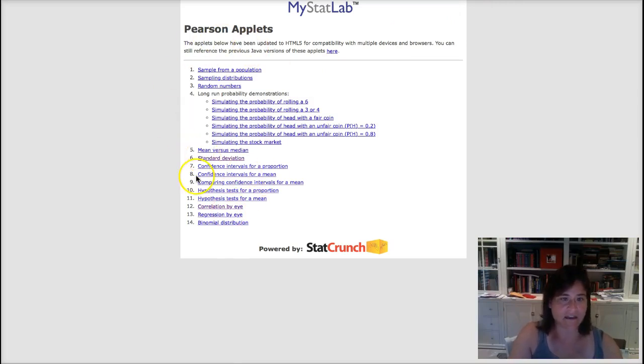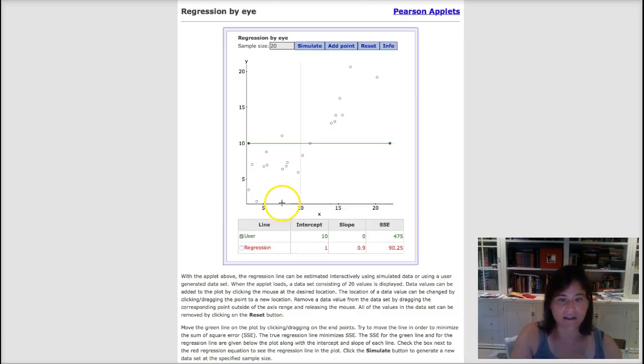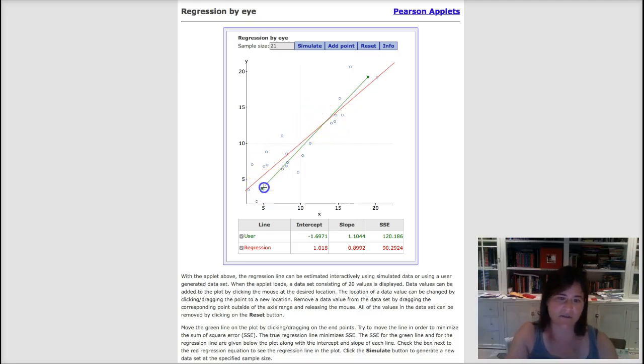Here are all the applets, and you can do regression by eye. It'll take a while. This will help you to build the regression equation. This green line I can play with. I can move it around if I grab the ends, and I can try to fit the regression line there. I might grab it a little more this way to fit more points. Then you can compare it to the actual regression. I was a bit off, but it's good to see whether I'm somewhat close or totally wrong. You can play with that.